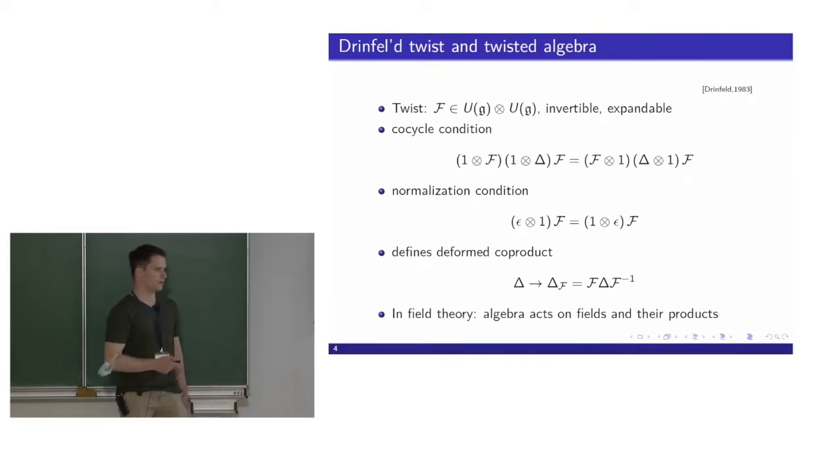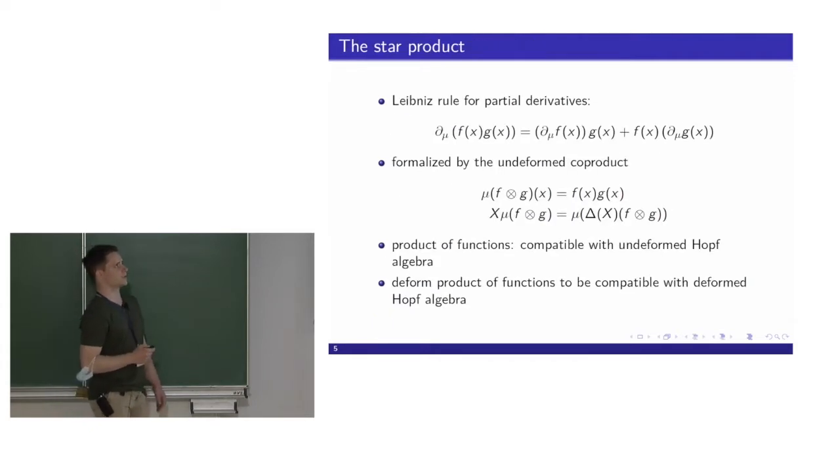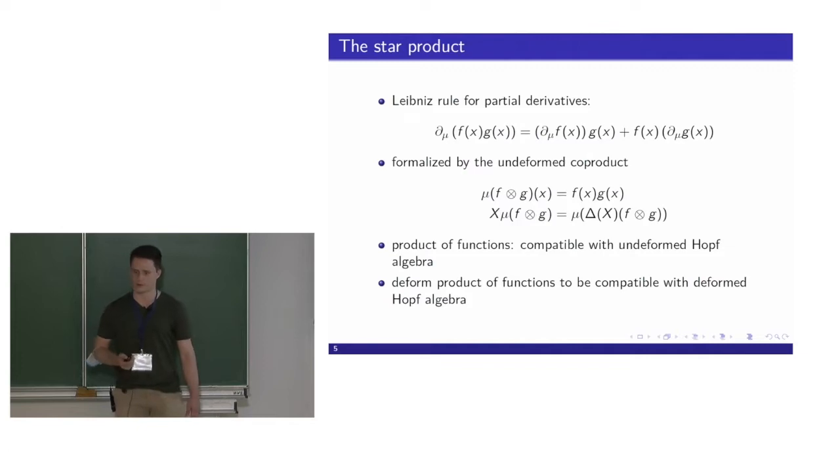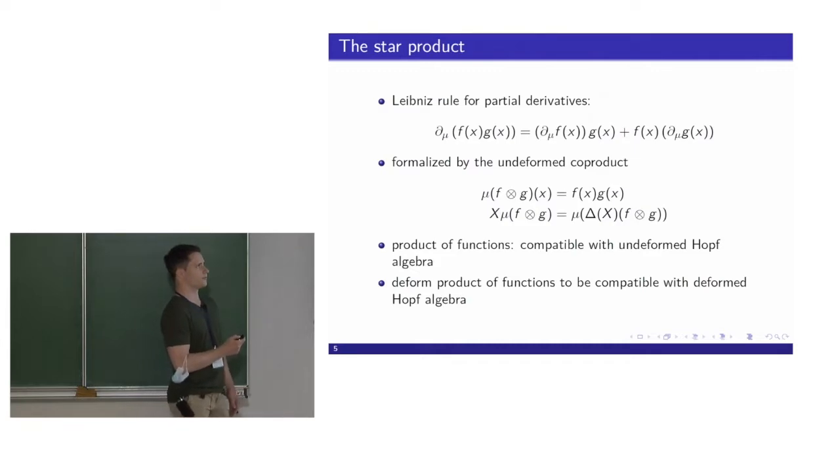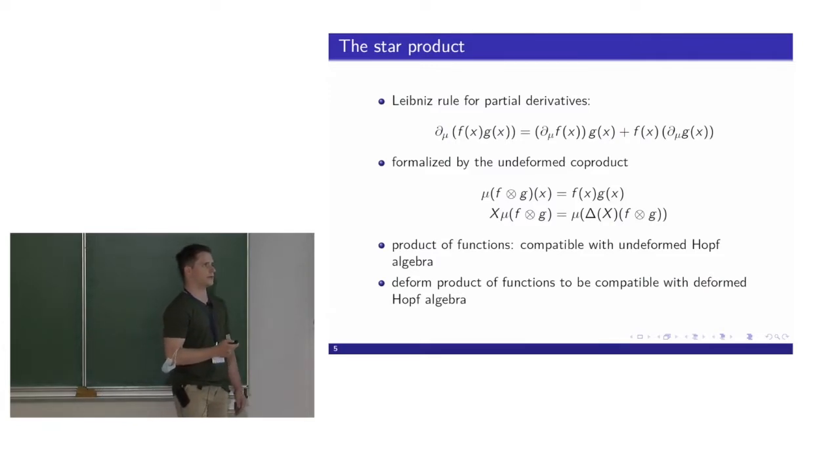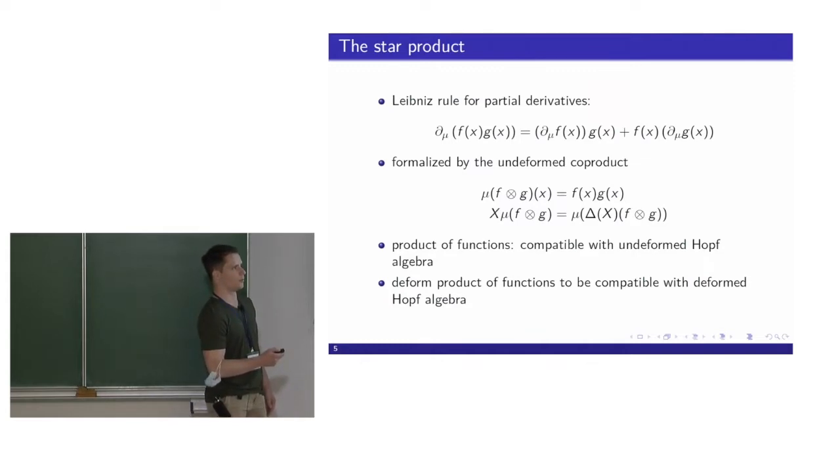In field theories, however, these symmetry algebras act on fields and on their products. For example, when we consider the translation generators, so the algebra of translations, these act as partial derivatives on fields and on their products. Clearly, when we act on the pointwise product with a partial derivative of functions, this is given by the Leibniz rule. This can be formalized by using the undeformed coproduct. So we introduce this mu that acts on the tensor product of two functions and is defined to give the pointwise product.